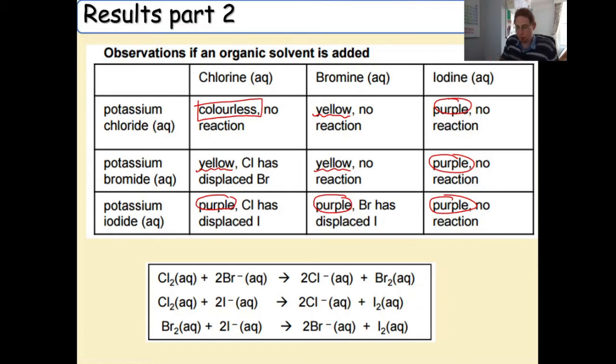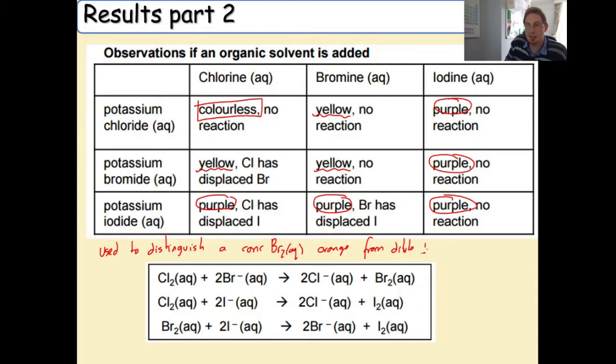And this is of course used to distinguish a concentrated bromine solution, which would be orange, from a dilute iodine solution, which would also be orange. So this would tell the difference between concentrated bromine and dilute iodine.